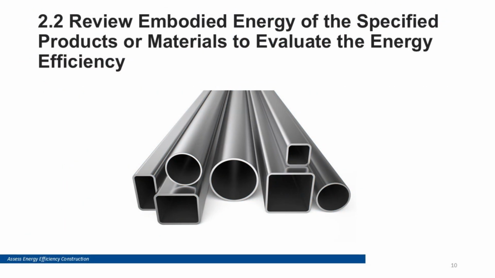Review embodied energy of the specified products or materials to evaluate the energy efficiency. Embodied energy is the energy used to make and deliver materials. Durable, long-life buildings usually reduce life cycle impacts by avoiding frequent repairs and replacements. Material selection should consider performance, longevity, and the potential to reduce operational energy over the building's life.